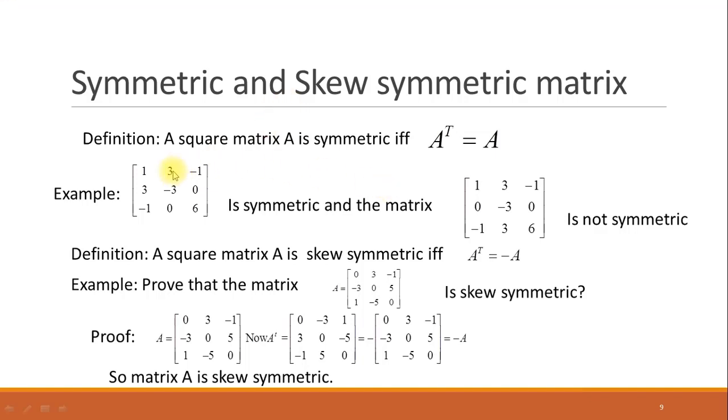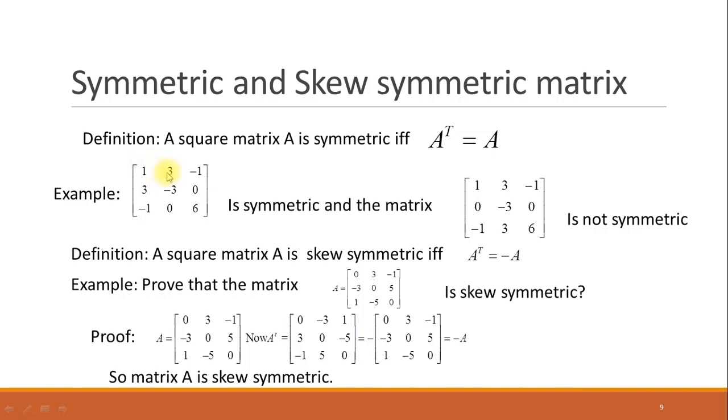For example, this is a matrix. Is this matrix symmetric? This matrix is symmetric and this matrix is not symmetric. Why is this matrix symmetric? For a symmetric matrix, we take the transpose. After taking the transpose, we shift this row to this column.